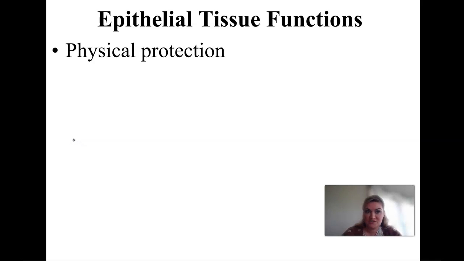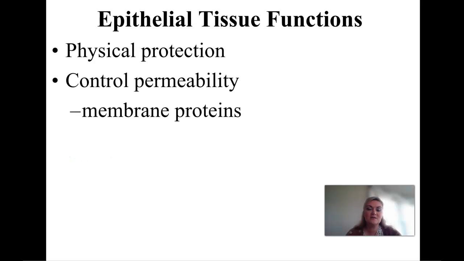Epithelial tissue functions. It's there for physical protection, so to protect from anything that might damage what's inside. It controls permeability, so it controls what can come in and what can exit. It does this through membrane proteins.